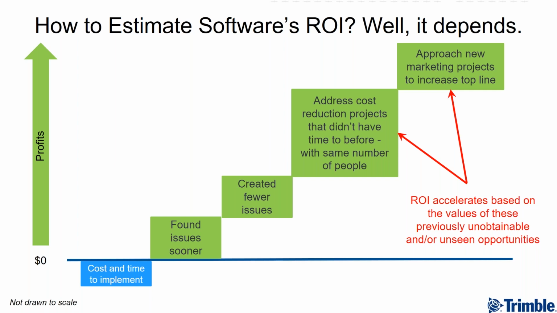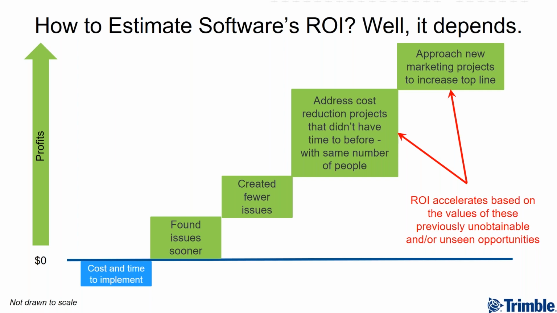But what I did in the red ink there is those last two green boxes, this is where ROI accelerates. And it really depends on the value of those things in those boxes. So let's talk about those for a second. In the third box, now you can address what I would call cost reduction projects that maybe you didn't have time to do before. And you can do it with the same number of people. So if you had 5 cost reduction projects last season, and for whatever reason, you can only get to 4, were there things that could have helped you get to that 5th one? I don't know. It's just a question.